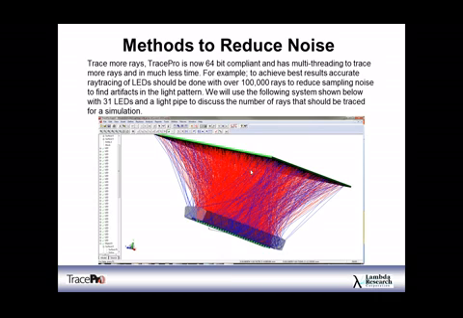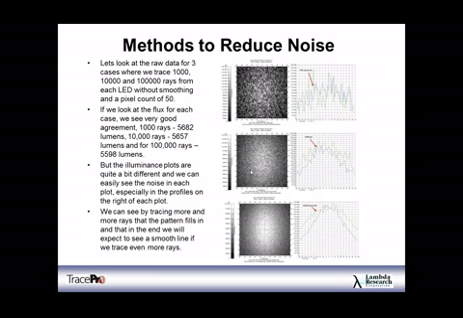If we use the sample system shown below with 31 LEDs and a light pipe that concentrates light to our target, we'll get something like we see below. But how many rays should we trace for the simulation? I did a whole bunch of calculations here. I looked at 1,000 rays from each LED, 10,000, and 100,000 rays, and I set the irradiance map option to have a pixel count of 50.